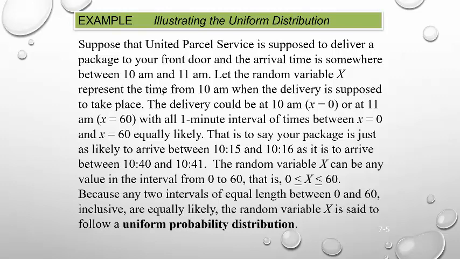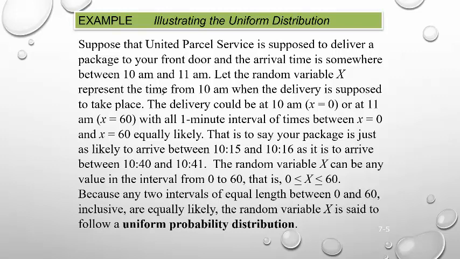What that means is it's just as likely for your package to arrive between 10:15 and 10:16 as it is to arrive between 10:40 and 10:41. Or another way, it's just as likely to arrive between 10:01 and 10:02 as it is between 10:02 and 10:03. Just as likely. The random variable can be any value in the interval from 0 to 60. So x ranges between 0 at the low end, it arrived right at 10 a.m., all the way to 60, it arrived at 11 a.m.